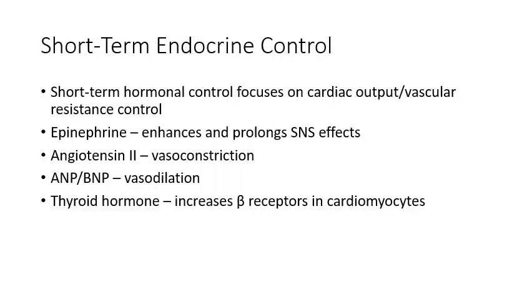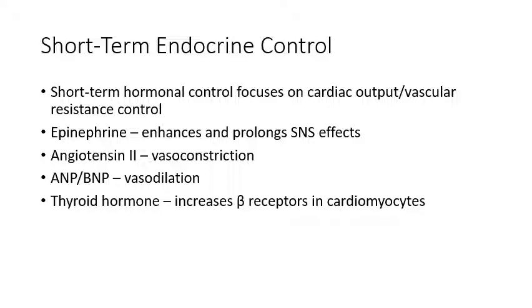Then we have angiotensin II, which causes vasoconstriction. So angiotensin II is going to be released when the kidneys sense that you have less blood pressure, or if the kidneys sense that there's less oxygen in your blood, then they're actually directly going to release renin. And that's going to kick off a series of events that leads to the activation and release of angiotensin II, which then causes vasoconstriction, and then that increases vascular resistance, and that increases blood pressure.